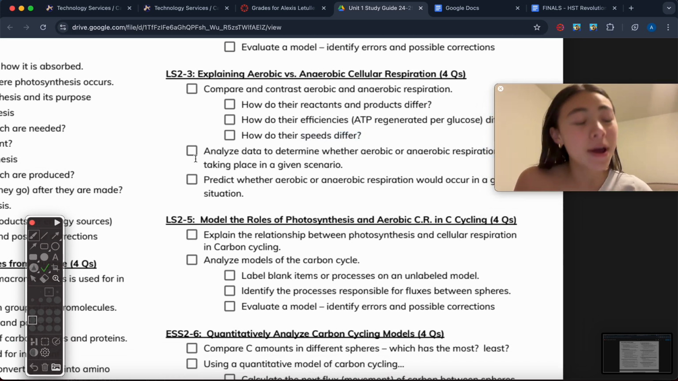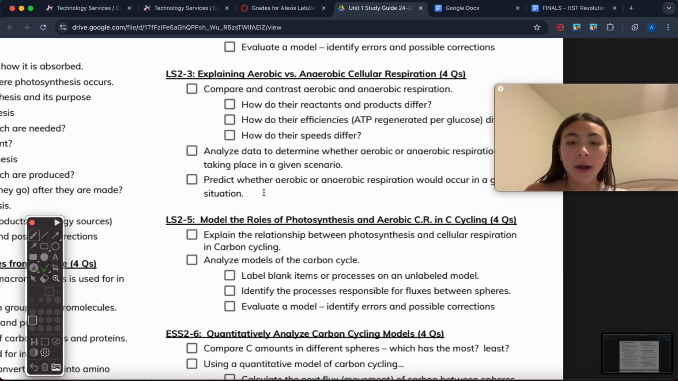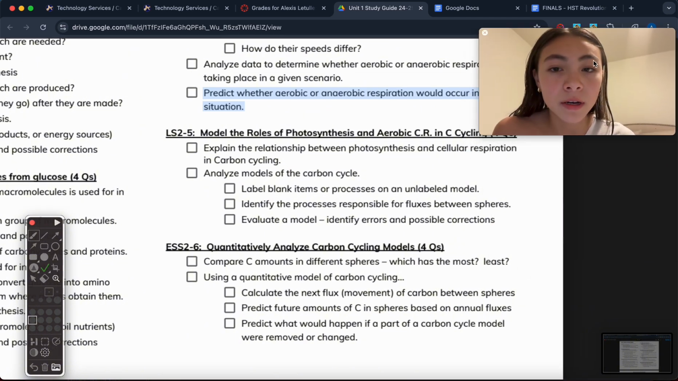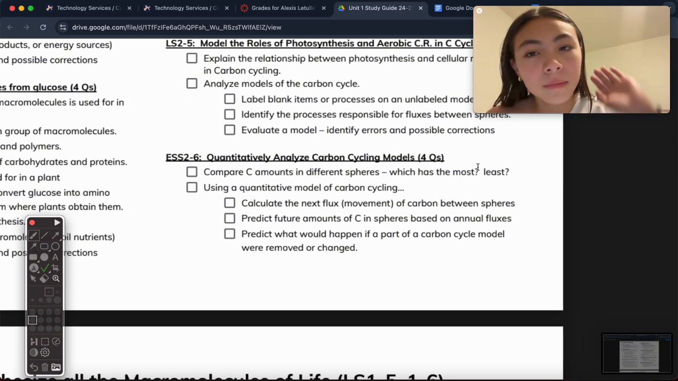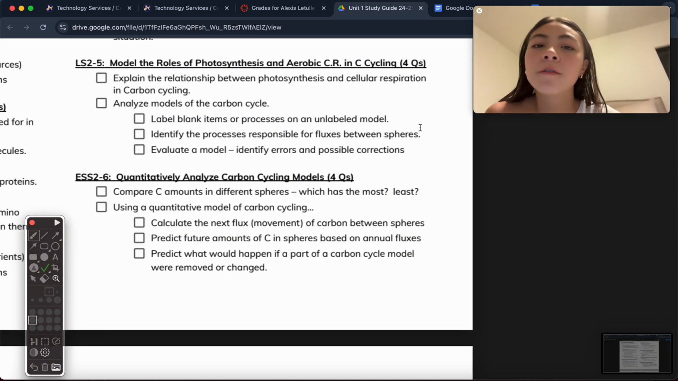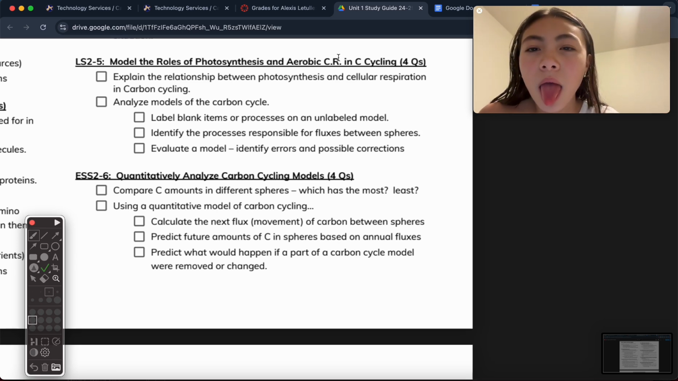But just remember the sprinting, that's important. Okay, predict whether it would occur in a given, I guess we kind of already did that too. Good job. Okay, model the rules of photosynthesis in aerobic.